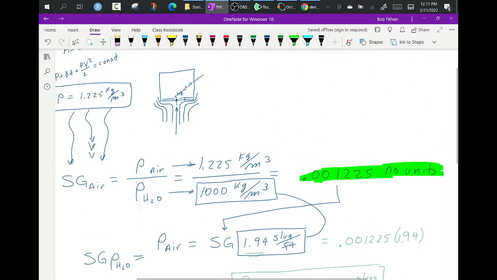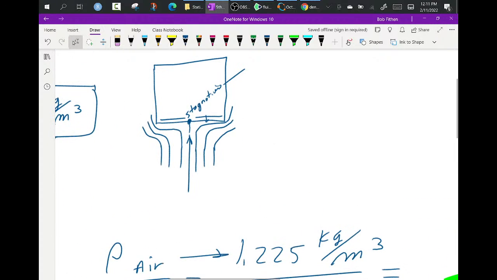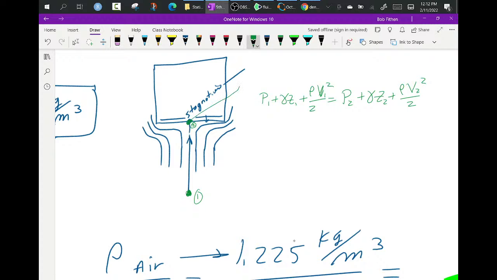So here's the deal. What does Bernoulli's equation tell you? It says pick a point, say 1, pick another point, say 2. P1 plus gamma Z1 plus rho V1 squared over 2 is equal to P2 plus gamma Z2 plus rho V2 squared over 2. What is interesting here is stagnation means the velocity 2 is equal to 0.